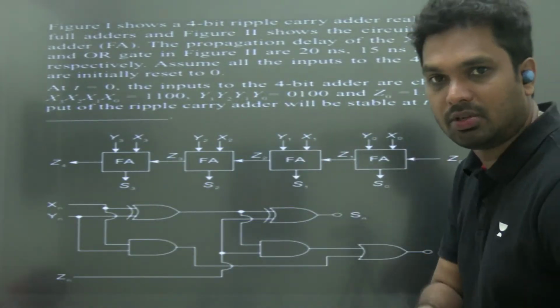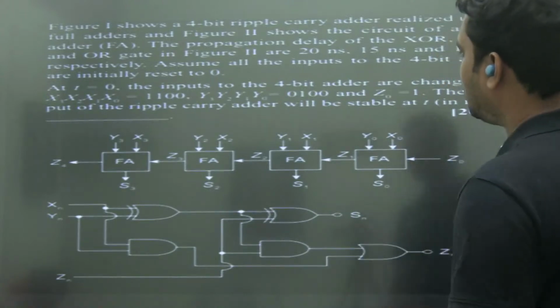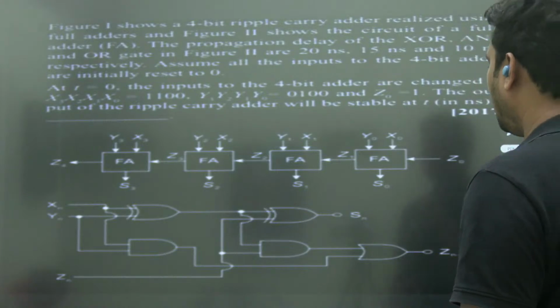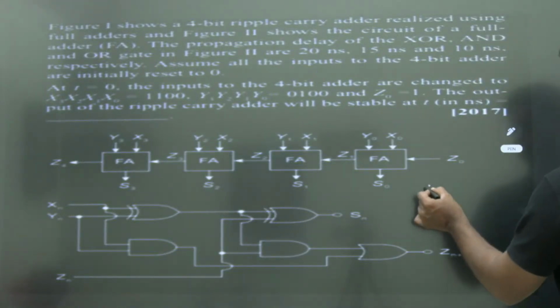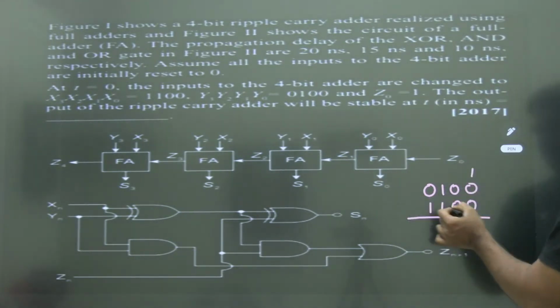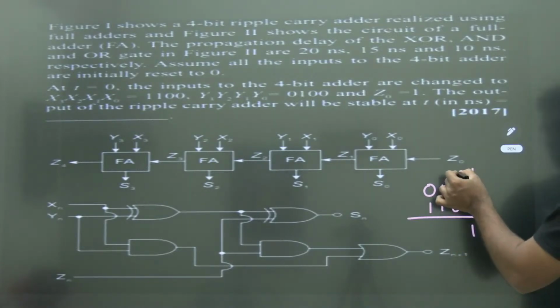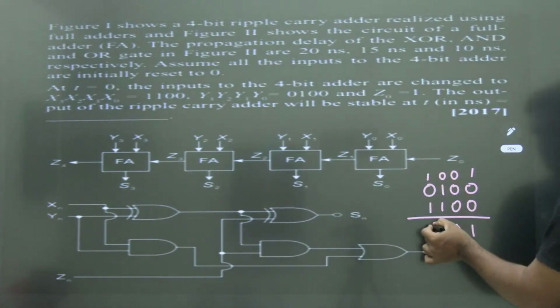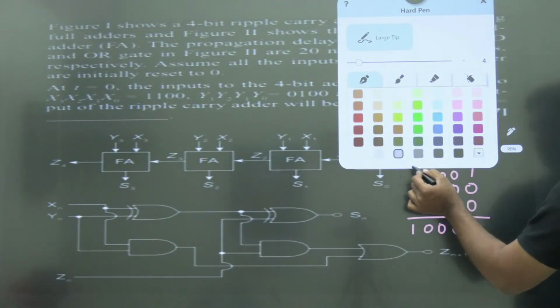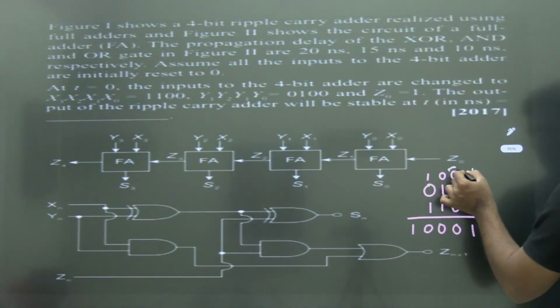Inputs are 1100 and 0100. The output of the ripple carry adder will be stable at time t equal to how much? Here the input is 0100, and Z naught equal to 1. If you add them, the first sum bit is 1, then 0, 0, 0, with carry 1. This is the output. Now, one important observation: this one can be neglected.